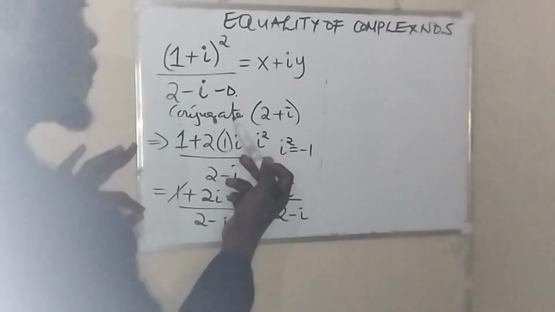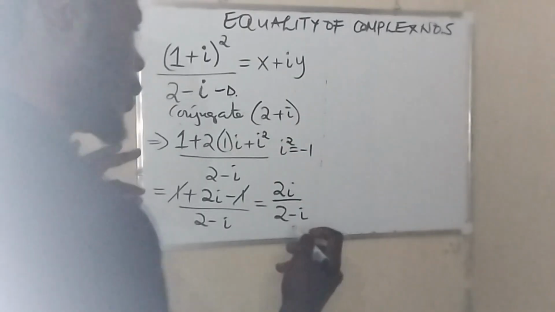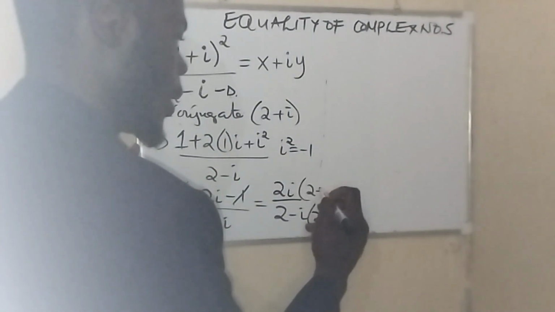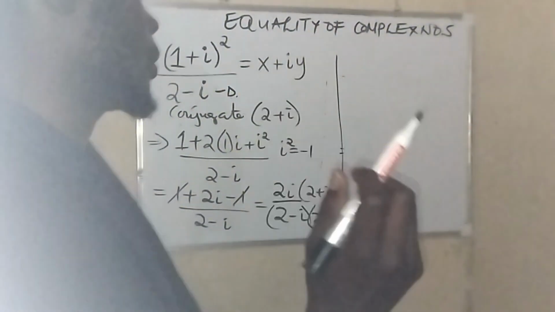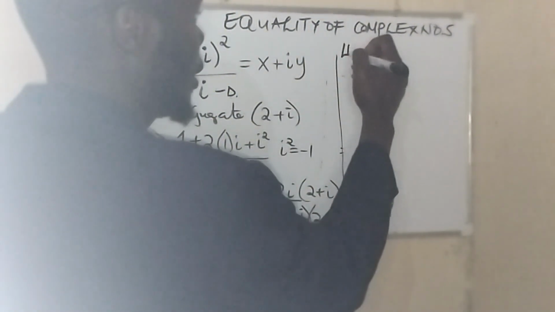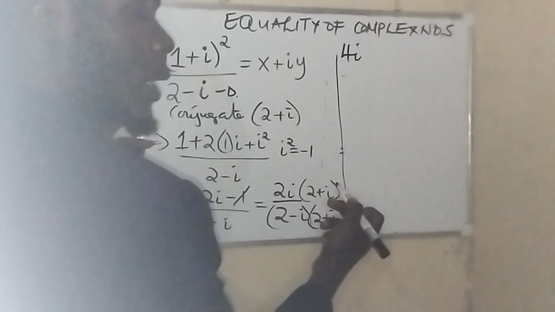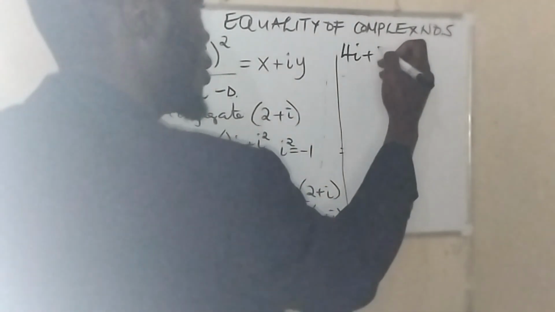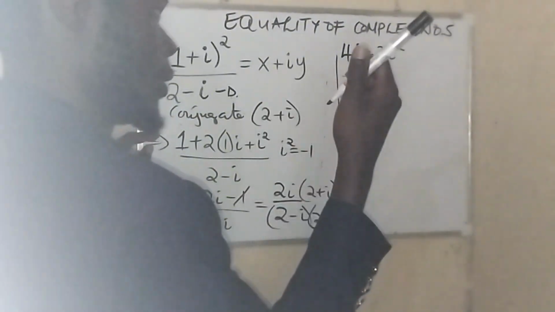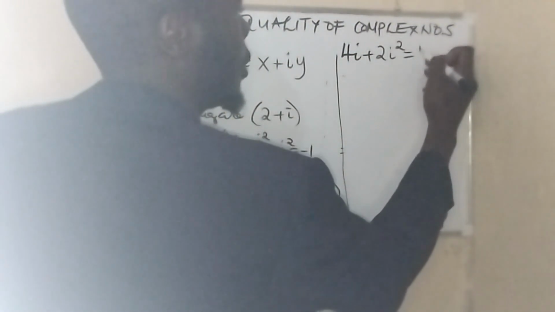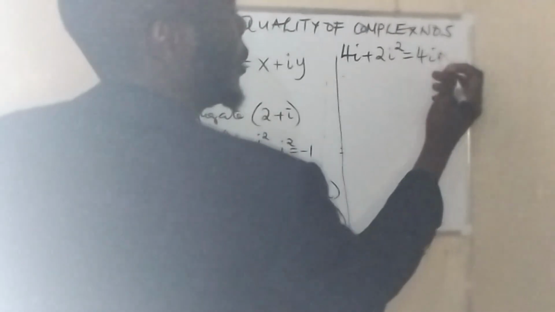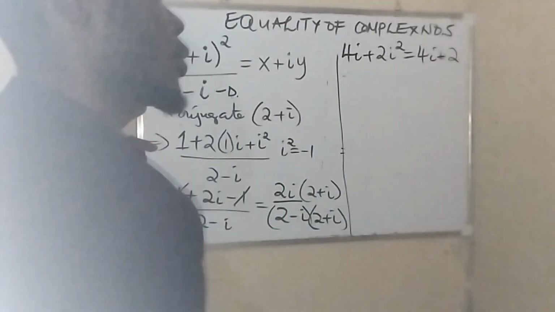Now multiply by the conjugate so that we remove the fraction. So you'll have 2 + i on the numerator and the denominator. When you multiply by the conjugate, now we shall have 4i, then 2i times i, we have plus 2i². But we know our i² is negative 1. So this one is 4i, then we have negative 1 times 2, so minus 2.